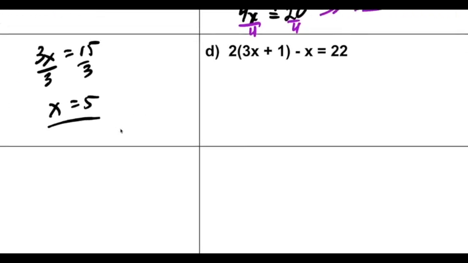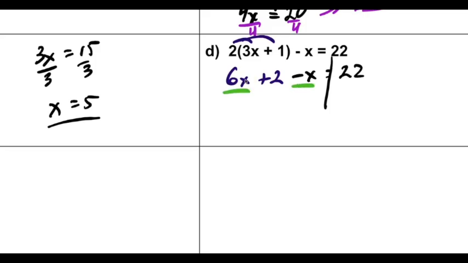Moving on. Slightly more complicated, but same concept in general. We're going to distribute this 2 to both of these. I'm going to get 6x plus 2. We still have the negative x equals 22. And before I do anything else, I want to combine like terms. So I'm not going to plus x plus x. They're on the same side, so you just combine like terms. So we're just going to add this guy plus this side. Again, they're on the same side, so we're just going to add them.